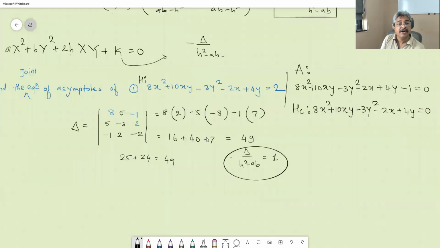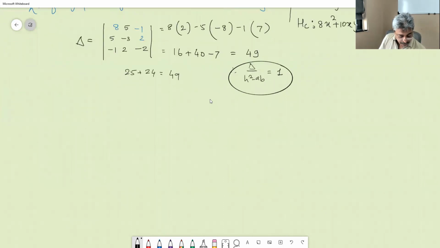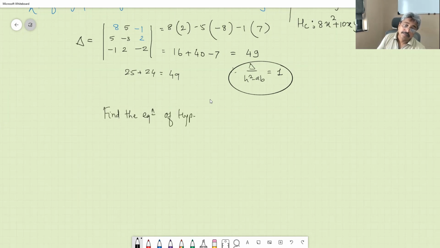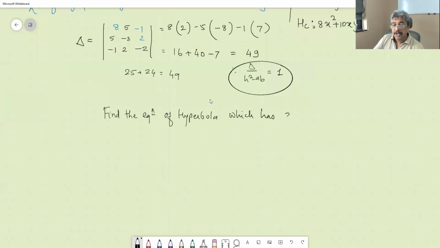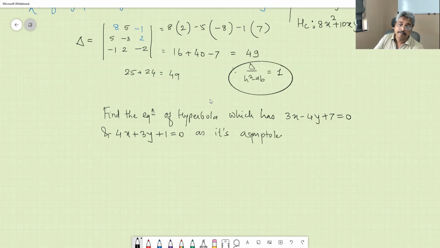Okay, one more problem and then we are done. Find the equation of hyperbola which has 3x minus 4y plus 7 is equal to 0 and 4x plus 3y plus 1 is equal to 0 as its asymptotes, and which passes through the origin.